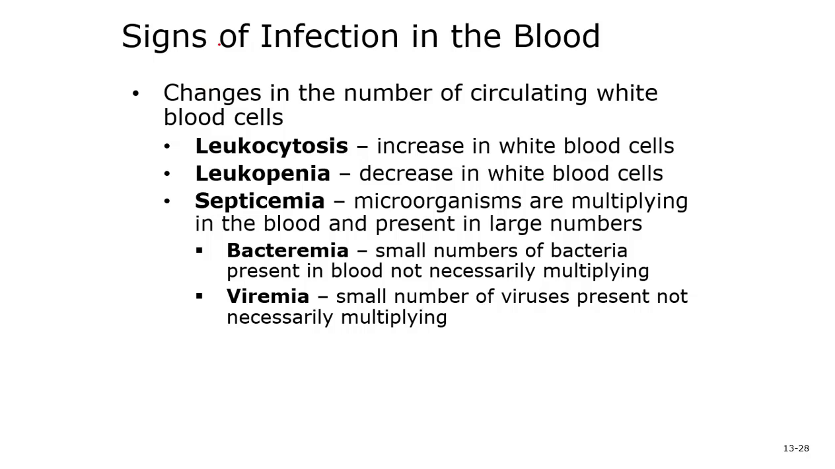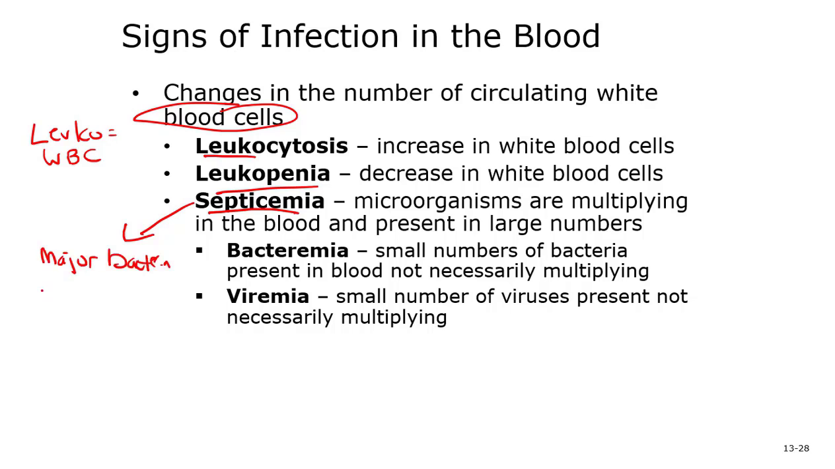Many times when somebody has an infection, there are changes to the blood cells. Anytime you see leuko, it is associated with the white blood cells. So leukocytosis is an increase in white blood cells due to an infection. Leukopenia is a decrease in white blood cells. Another thing that could happen is septicemia. Septicemia is major, okay? This is a lot of bacteria replicating and growing in the bloodstream. So septicemia is typically serious. This could be a life-threatening event.